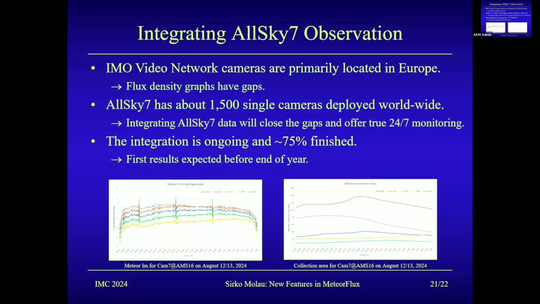It shows over the course of one night the limiting magnitude for different showers. And I have also the collection area for the showers. The last thing which is missing is really to combine it with the meteor detection. I would say I am done at about 75%. And I hope that by the end of the year, we can also load data from All-Sky 7 cameras into MeteorFlux. And that's it.